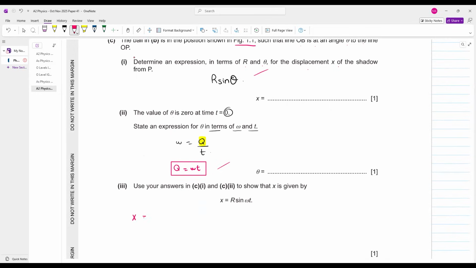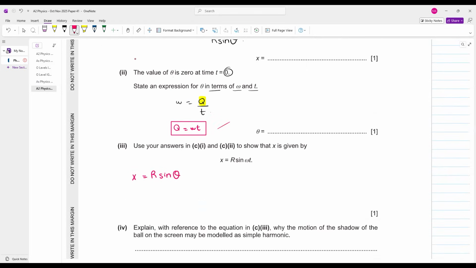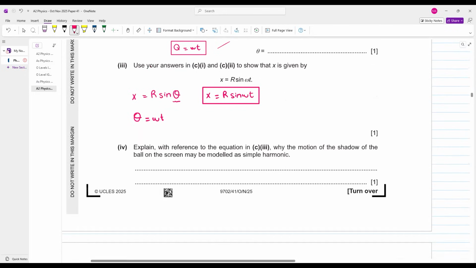Beta, we know that x is equal to r sine theta. And luckily enough, we also know that theta is equal to wt. So what do you have to substitute in place of theta? wt. x is equal to r sine wt is your equation. Simple. Let's further move ahead.